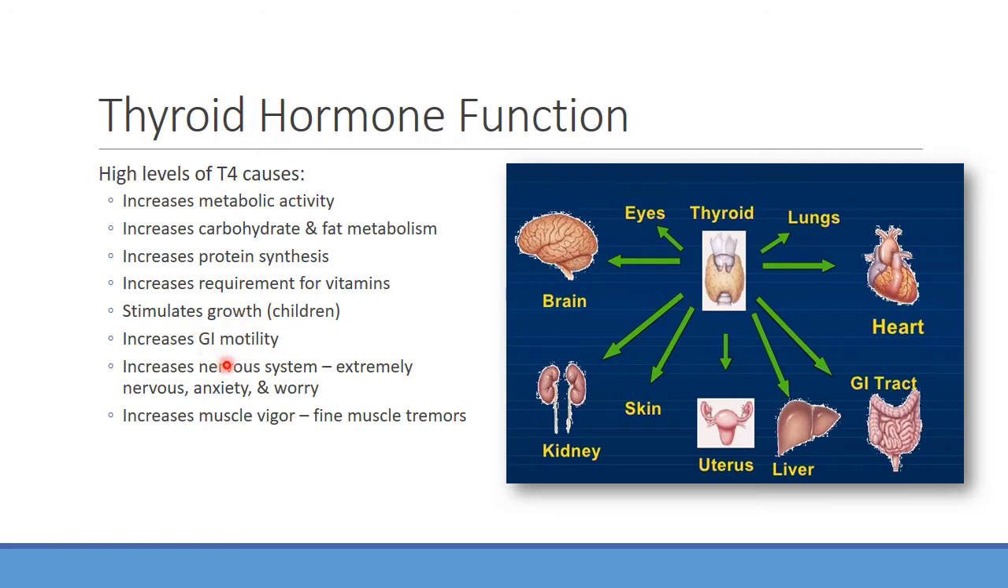You also end up seeing some GI changes, increased GI motility, so things like diarrhea can be seen when you're hyperthyroid. Your nervous system takes a hit as well. This is where you can get very hyperstimulated. You're nervous. You have a lot of anxiety. You're worrying a lot, just because your sympathetic nervous system is ramped up through this extra thyroid hormone around. You also see things like fine muscle tremors and whatnot.